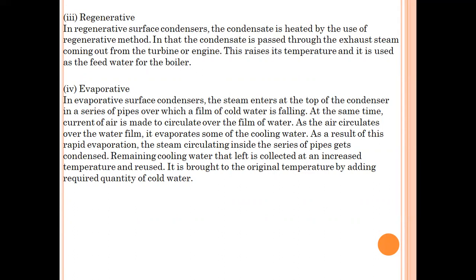Evaporative condenser. In an evaporative surface condenser, the steam enters at the top of the condenser in a series of pipes over which a film of cold water is poured. At the same time, a current of air is made to circulate over the film of water. As the air circulates over the water film, it evaporates some of the cooling water. As a result of this rapid evaporation, the steam circulating inside the series of pipes gets condensed.